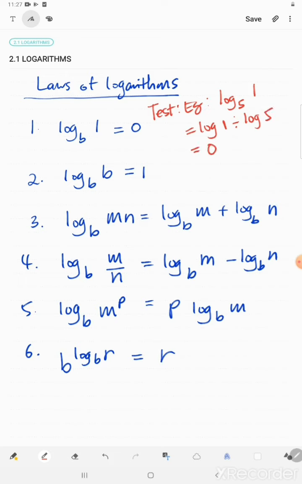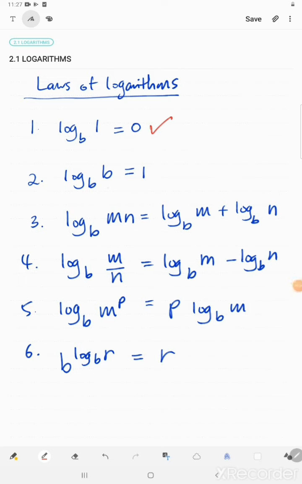So we can see here, regardless of the base, if we have log 1 with any base, it will be equal to 0. You can try any base, let's say log 1 base 10. This one is also equal to 0. This is law number 1.